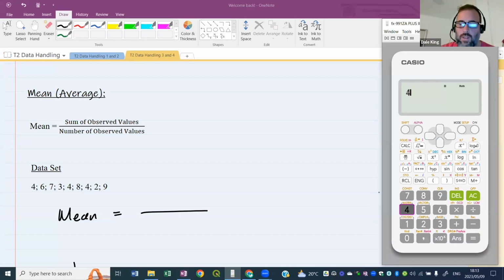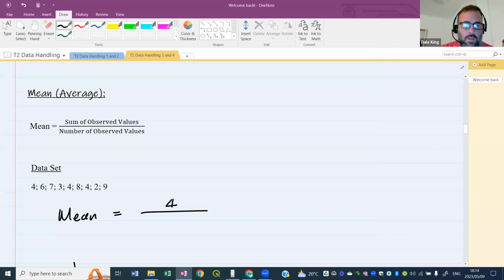Now, be careful. If the data set is very big, you can make mistakes. Human error can creep in. So be very careful when putting these numbers in. So all I'm going to do is to find the sum quickly. All right, there we go, 47. I hope I haven't made a mistake. Let me do it one more time. 4 plus 6 plus 7 plus 3, 4, 8, 4, 2, 9. And that is the sum. Now, I want you to actually show the marker that value of 47. They want to see the sum. All right, so the sum of all the values is 47.